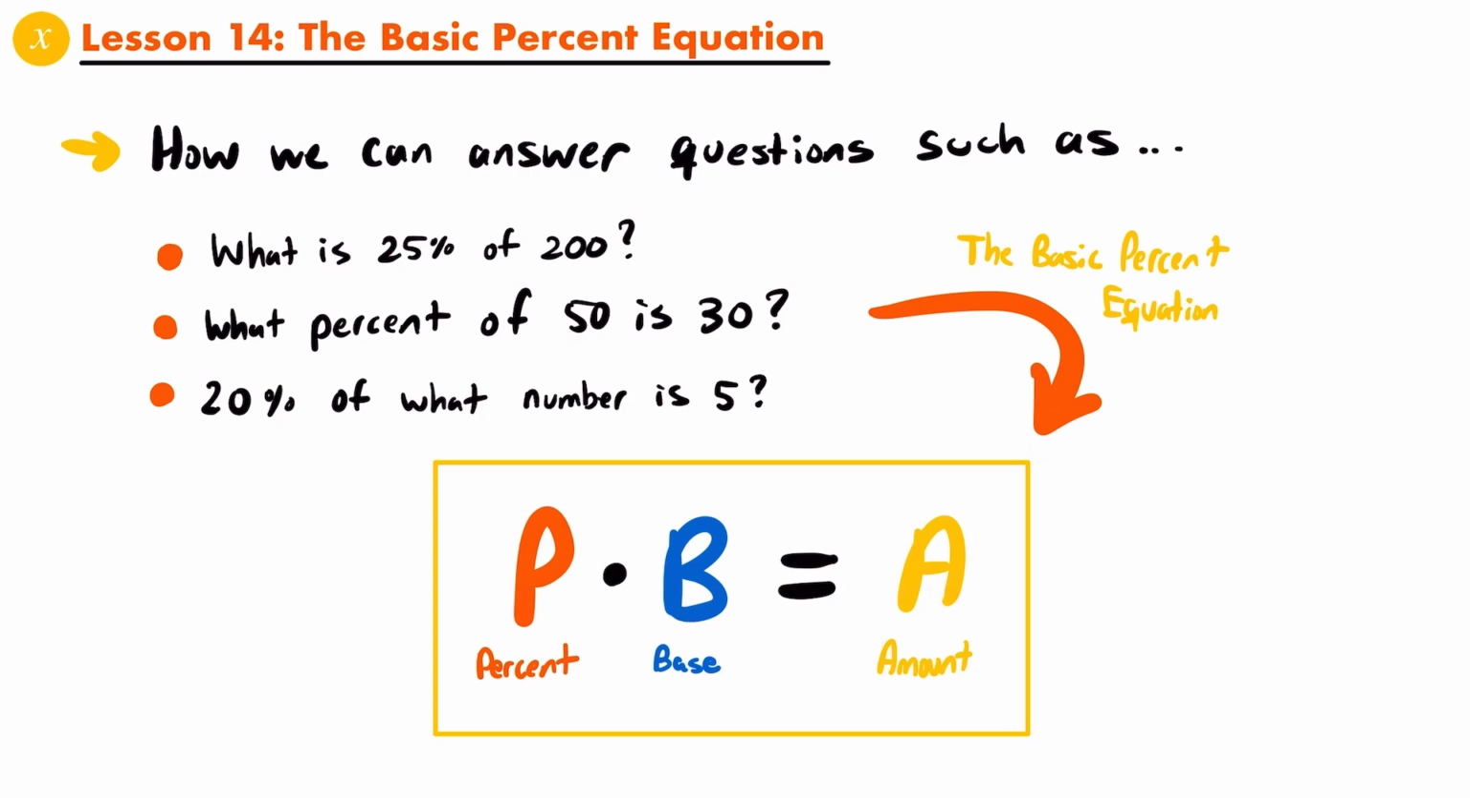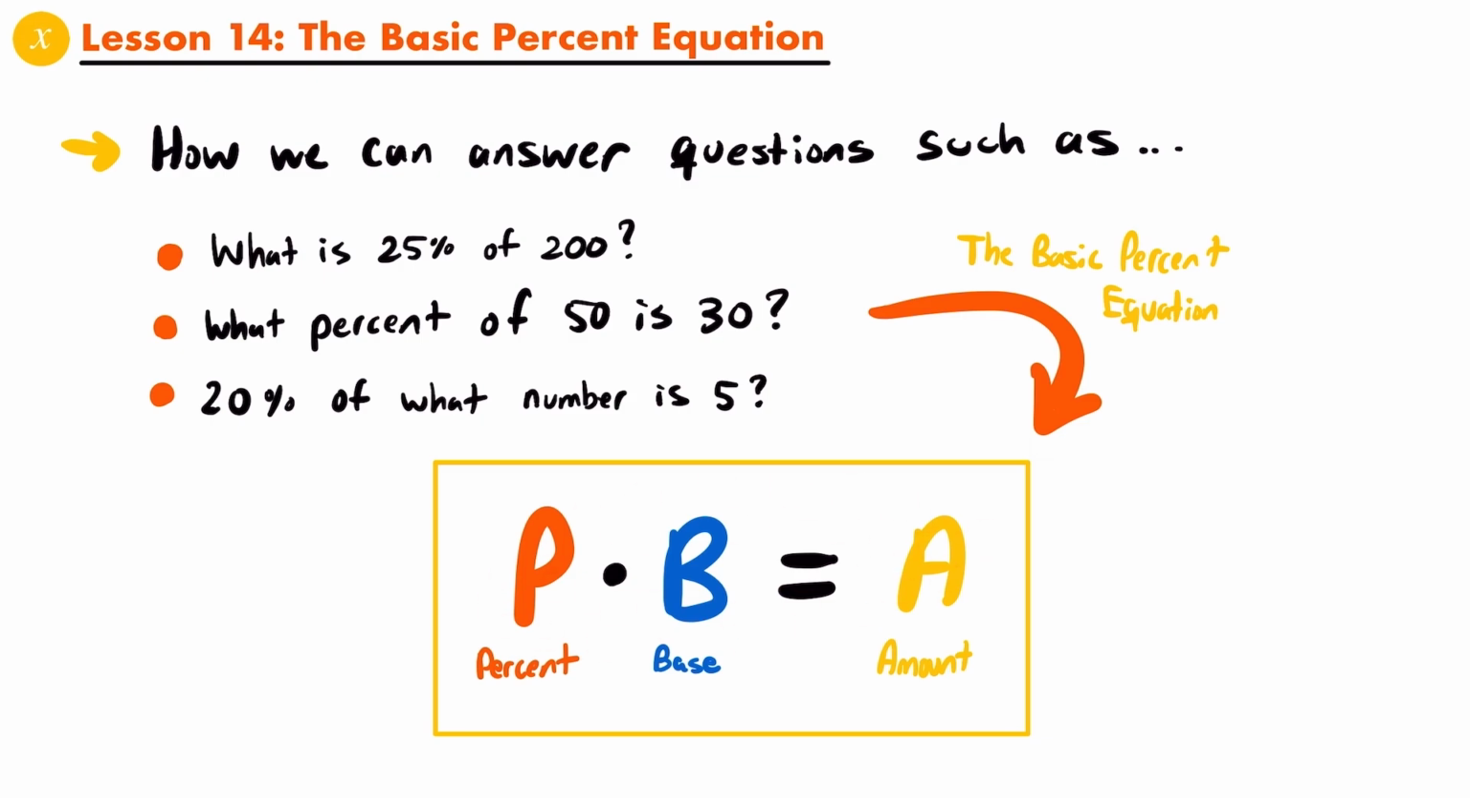All right, and a nice way to remember this equation, or the order that these letters go in, is think of the sentence, peanut butter is awesome, right? P for peanut, B for butter. The equal sign translates to the word is, and then A would stand for awesome. Or if you're allergic to peanuts, you can think of the A as being awful. Peanut butter is awful. Either way, both sentences can help you remember the basic percent equation.